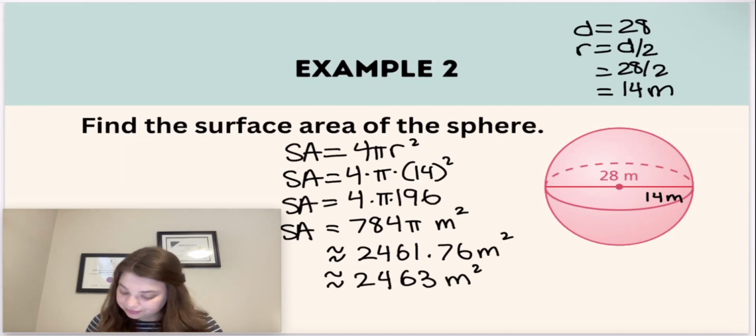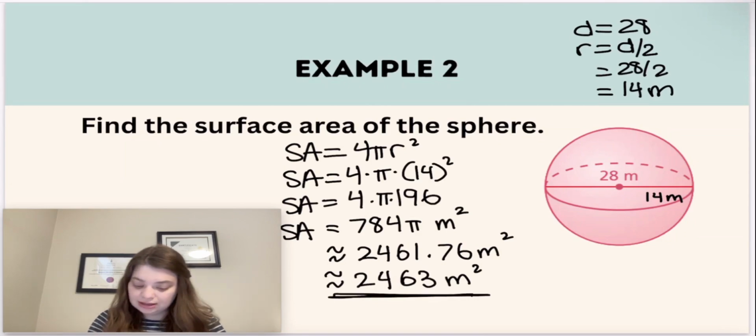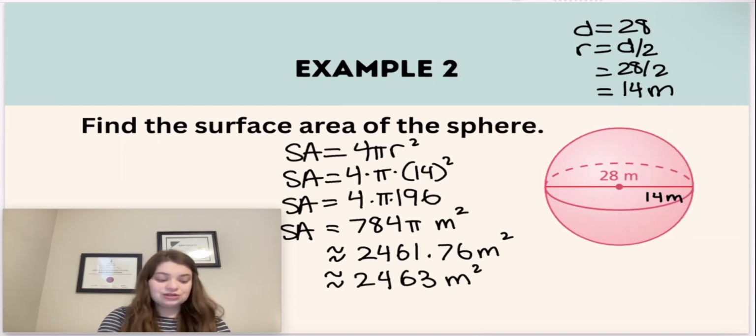I will say that this answer using the pi button does give you a slightly more accurate answer than just using 3.14. But again, different schools want different things, and so whatever it is that your school would like you to do, that's what you should go for.